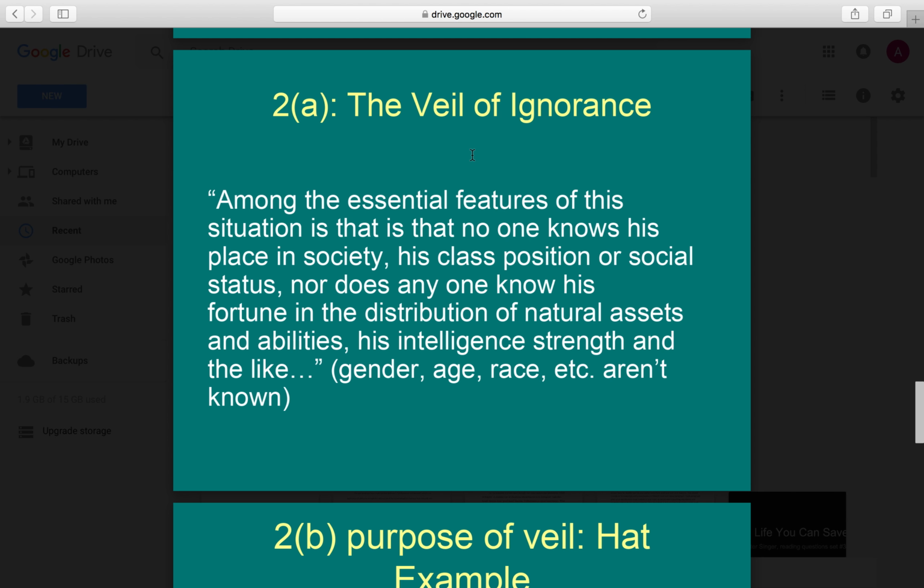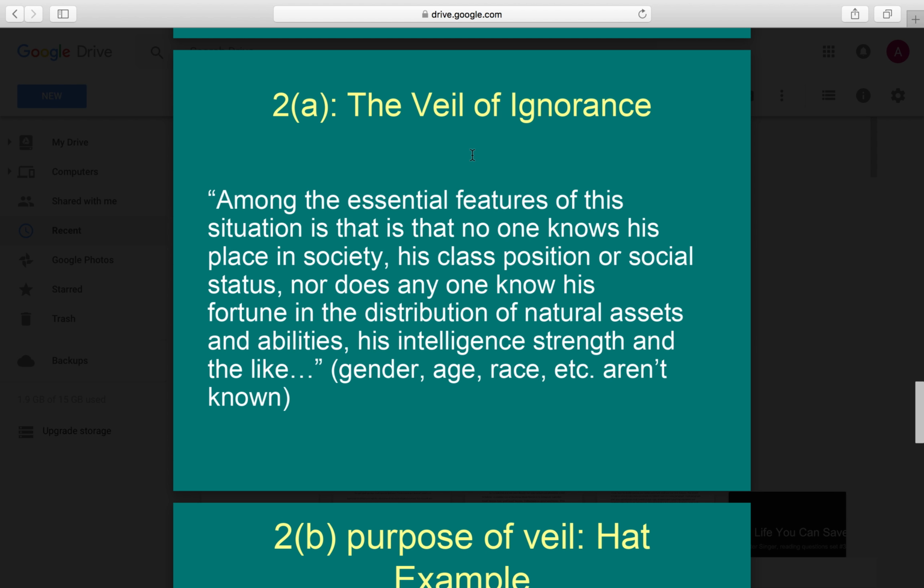I noted on the last slide that persons in the original position should be thought of as defending their own interests. However, persons behind the veil do not really know what their own specific interests are. Hence, it becomes reasonable for them to accept a society that is set up in such a manner that everyone is treated well and has an equal chance at various kinds of success.